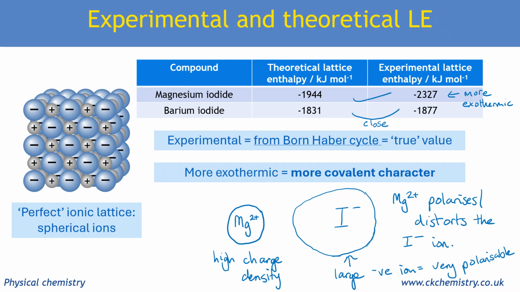And the reason for that is if you have a high positive charge, you're going to pull things towards it. If you have a high negative charge, it's harder for the negative ion to actually hold on to its electrons. And so also you're going to have a more polarizable anion as well. So we only bring this up if we're comparing theoretical and experimental. We don't bring this up if we're just comparing two compounds like magnesium iodide and barium iodide. If we're just doing that, we just go back to magnesium's a smaller ion, so it's got stronger attractions. That's all we need to do.